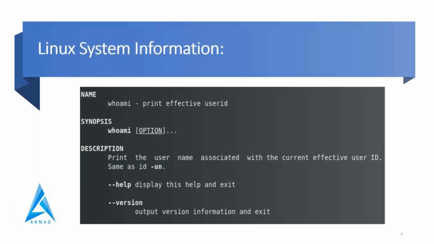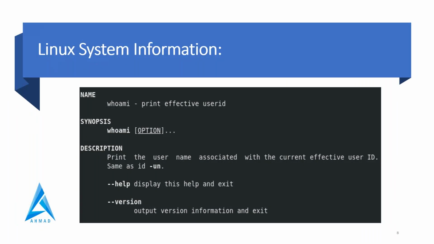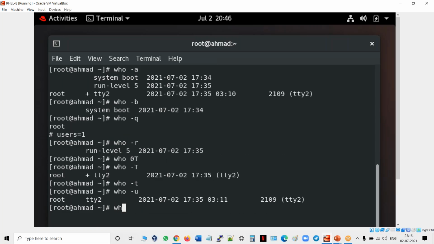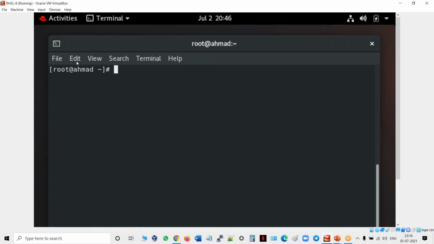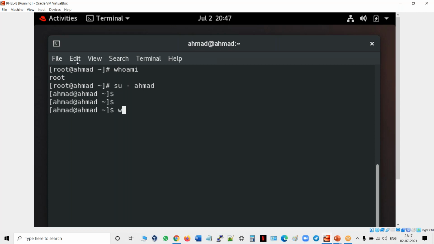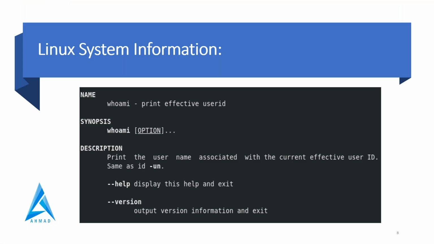And the third command is who am I. It will print the effective user ID. It doesn't have too many options; you can only type who am I. Root is the user which logged in, so that's why it is showing root. Let me do this. So Ahmad is showing. Like that, the output will be different.